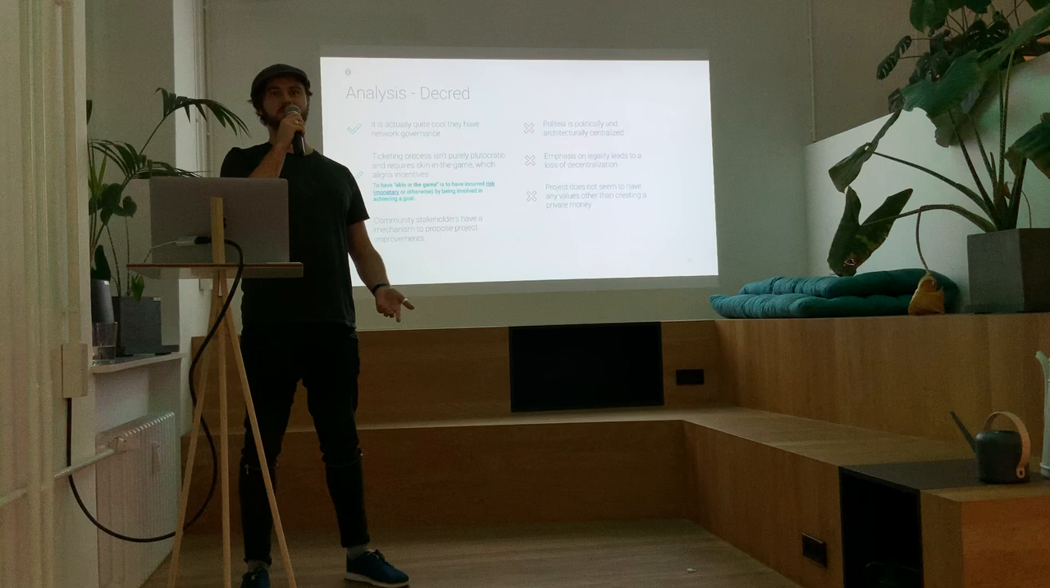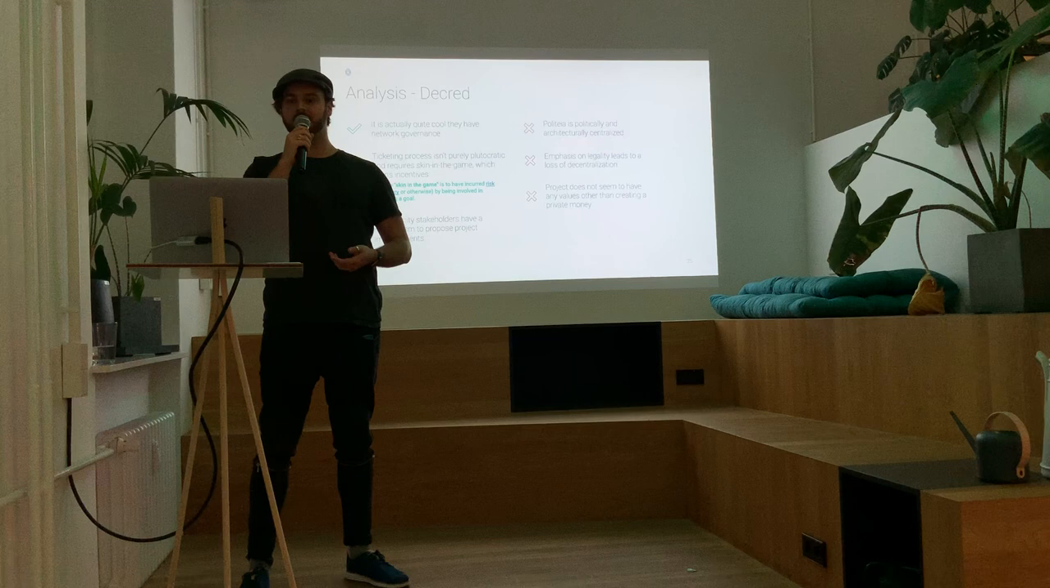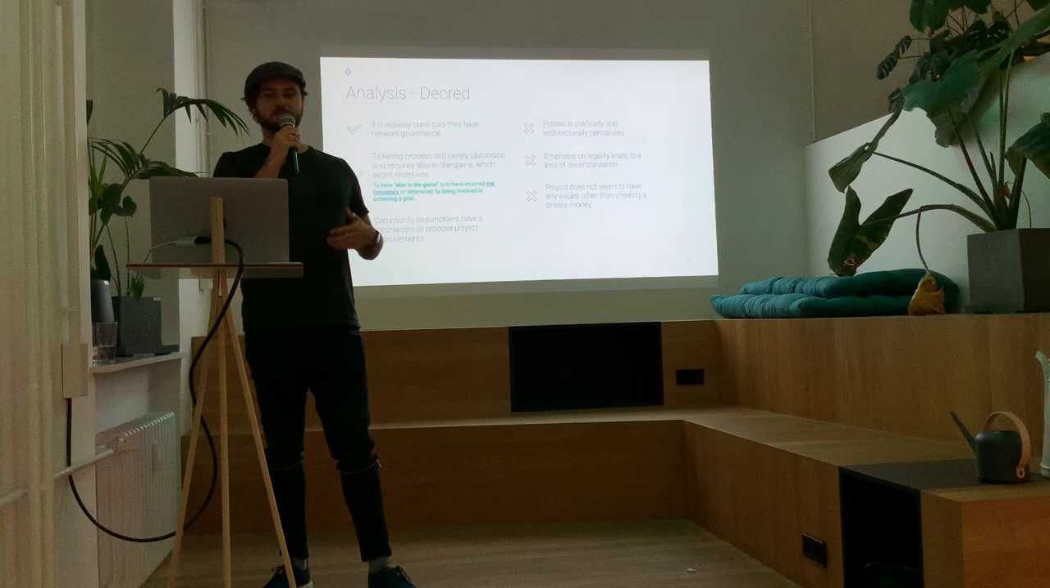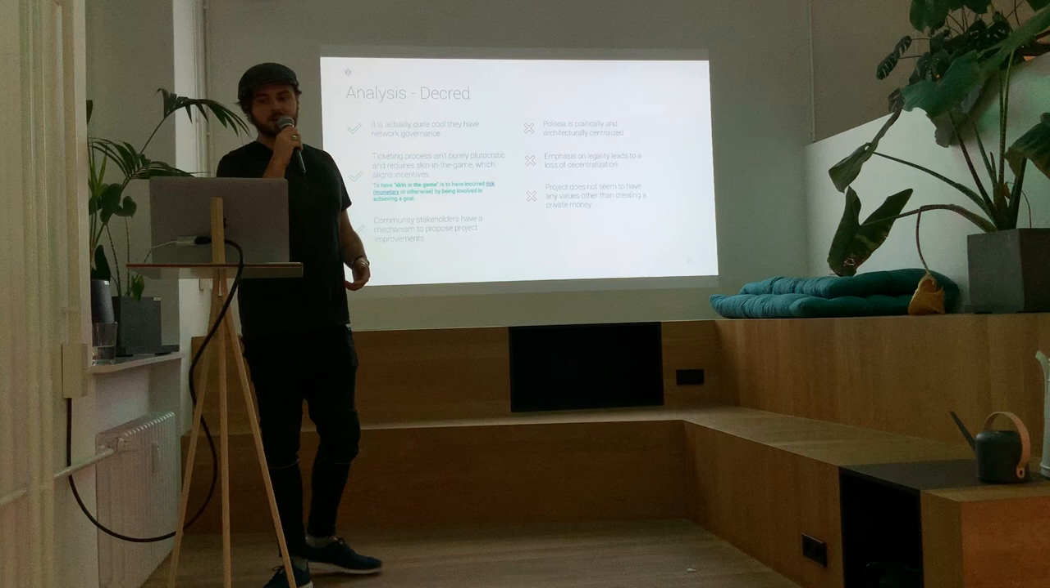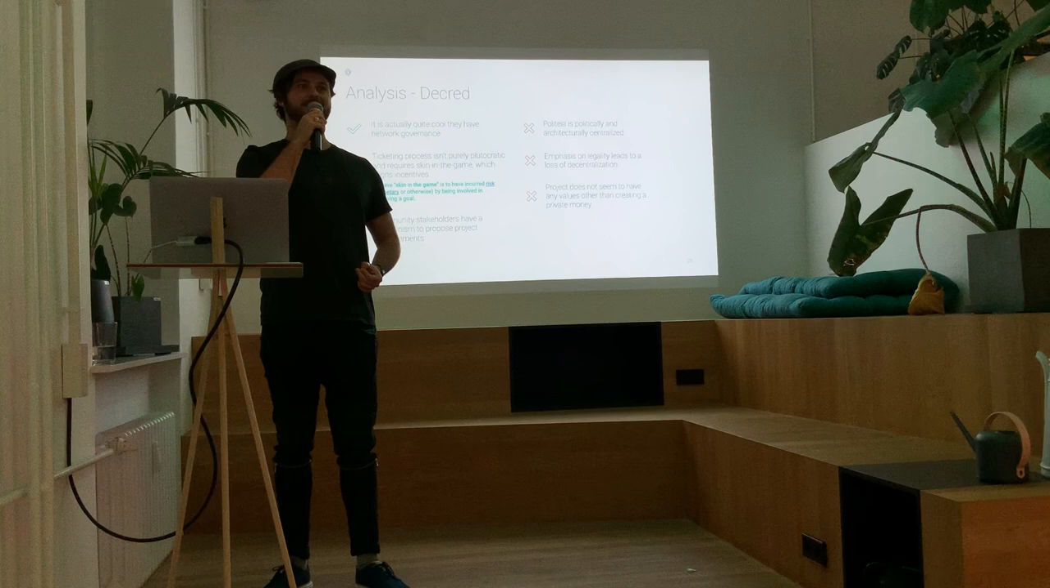You are holding this financial asset that they've created. And just to review, to have skin in the game is to have incurred risk by being involved in achieving a goal. The risk that you are incurring is the price of DCR going down or the opportunity cost of not having access to this asset. Community stakeholders have a mechanism to improve the project. That's nice when you have a means of contributing, because on a lot of blockchains, there's simply no mechanism for you to contribute.